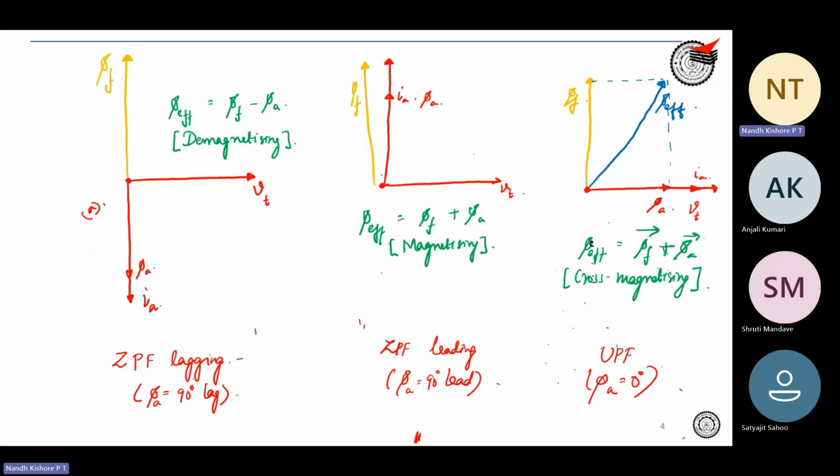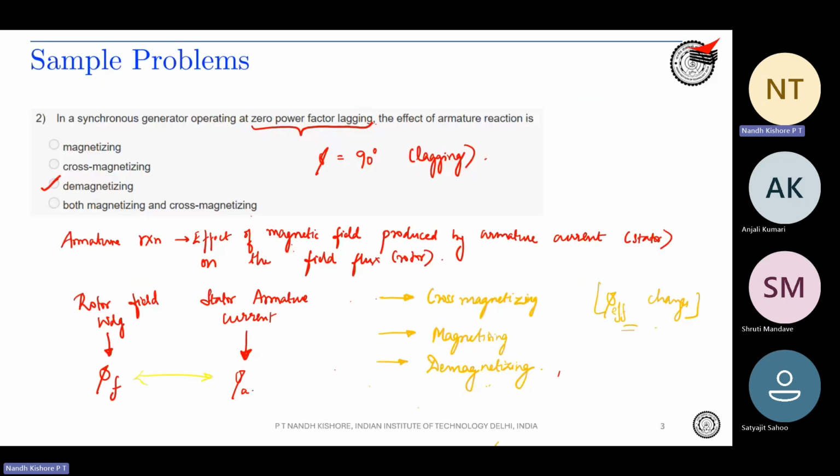And we also saw a question on armature reaction, probably something similar you can get in your exam as well. That is, at zero power factor lagging, you get a demagnetizing effect, that is, your net effective flux decreases. If it is zero power factor leading, you get a magnetizing effect. So this is for ZPF leading, cross magnetizing effect for unity power factor, and demagnetizing effect for ZPF lagging.